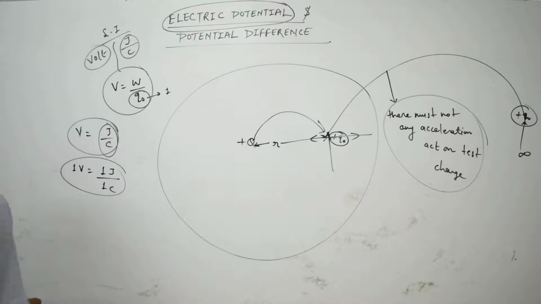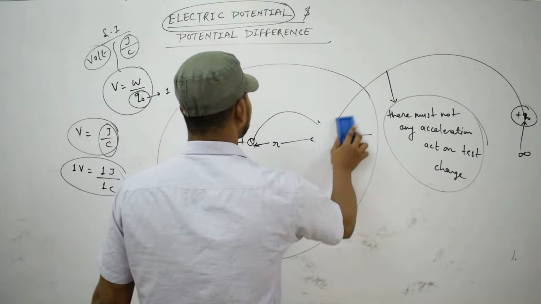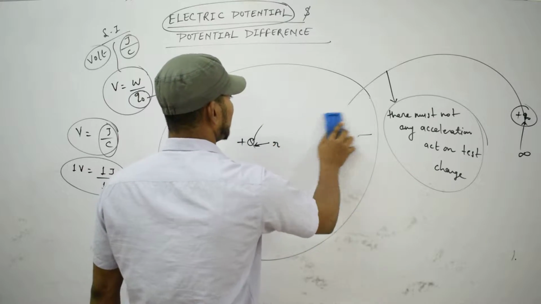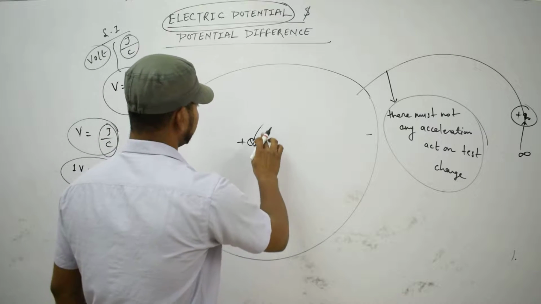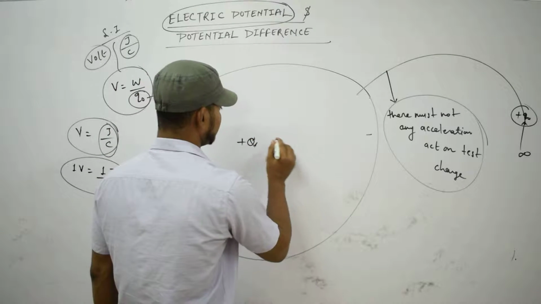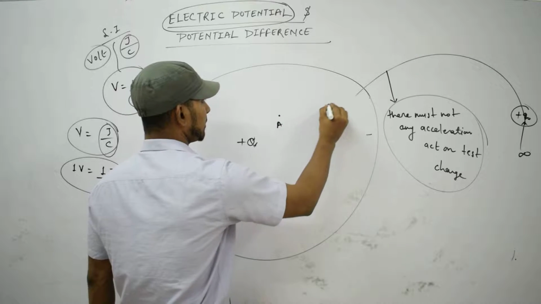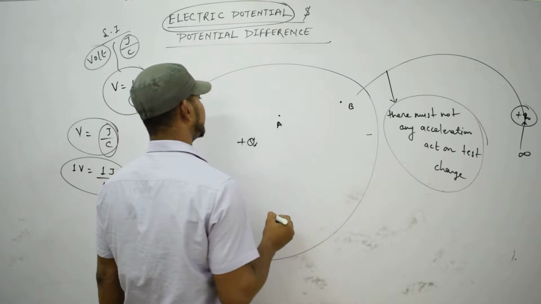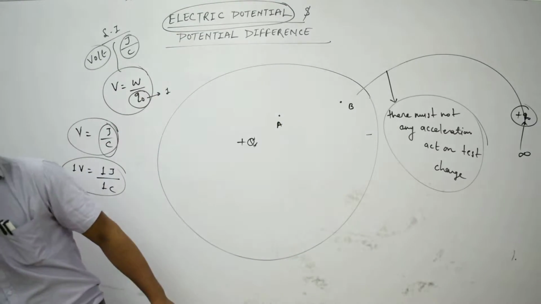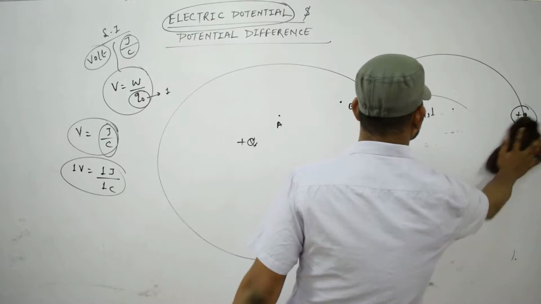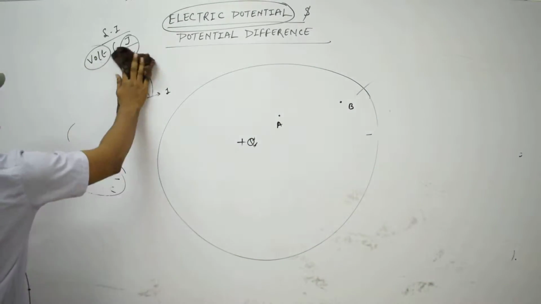Okay. Now one more thing: what is the meaning of potential difference? These are the very basic terms. Let's suppose I am considering two points, point A and point B, which are inside the field.